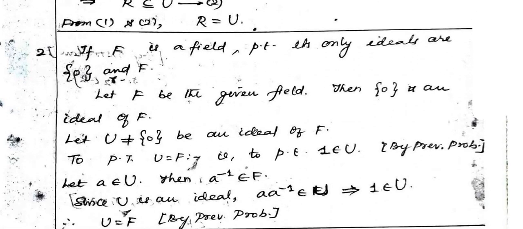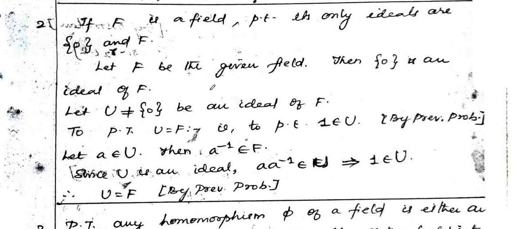Now, the second one, if F is a field, prove that its only ideals are singleton 0 and F. In the case of a ring, you may have some ideals in between these two, but if it is a field, then you cannot have other ideals than singleton 0 and F. So, let F be the given field. Then singleton 0 is an ideal of F, that's known. And you consider U not equal to singleton 0, that is, an ideal which is different from the singleton 0. Now, let that be an ideal of F.